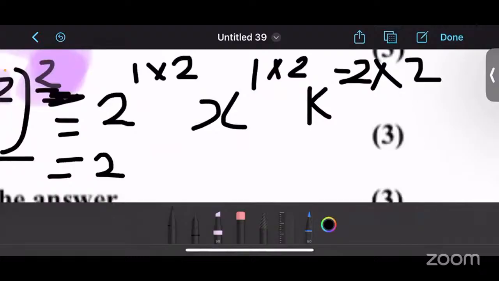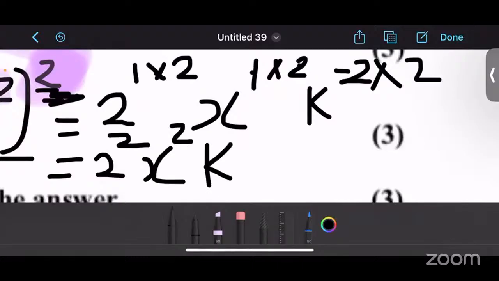2 to the power of 1 multiplied by 2 is 2. And then we're going to have x. 1 multiplied by 2 is 2. And then we're going to have k. -2 multiplied by 2 is going to be -4. Are we still good? Are you still following?